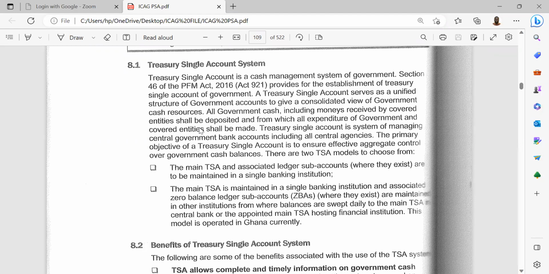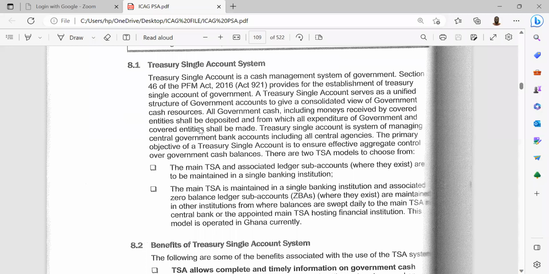The second one is that, as Baba was explaining, the Treasury Single Account sits with the Bank of Ghana. Let's say you have opened accounts with Prudential Bank, GCB Bank, Fidelity Bank. You are a covered entity, but you have accounts with these banks. If you deposit cash into that account, all the money is supposed to be swept directly into the Treasury Single Account. Are you getting it?